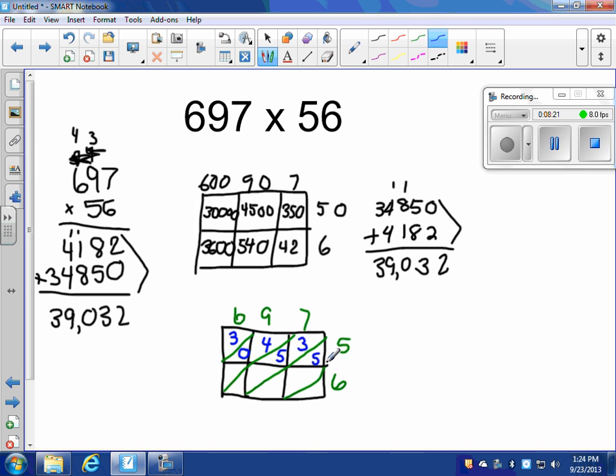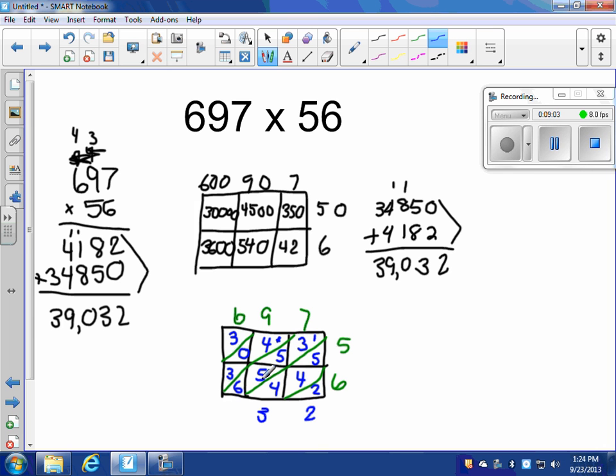Going down to my bottom row, 6 times 7 is 42. 6 times 9 is 54. And 6 times 6 is 36. So my final step is going to be adding down the diagonal. So right here I just have a 2. In this diagonal I have 5 plus 4 is 9. And then 9 plus 4 is 13. And I'm going to carry my 1. Oops, sorry, not there. I'm going to carry my 1 right here.